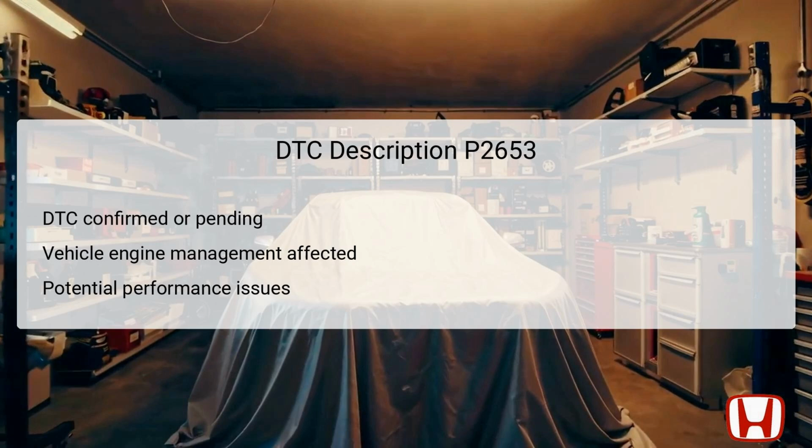The terms confirmed and pending in this context refer to how the trouble code is recorded by the vehicle's onboard diagnostics. A confirmed DTC is actively detected, while a pending DTC might indicate sporadic failure. Understanding the implications of this code is crucial for conducting effective troubleshooting and rectifying potential performance issues.